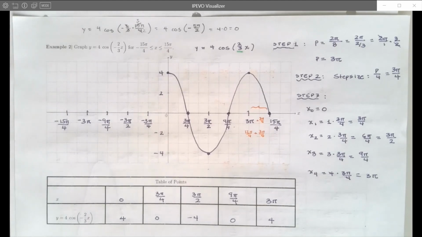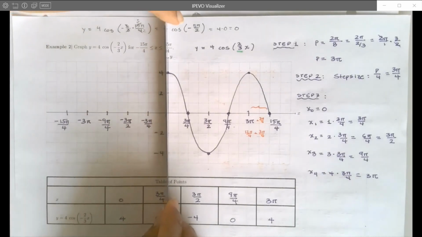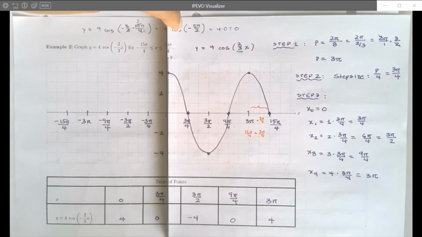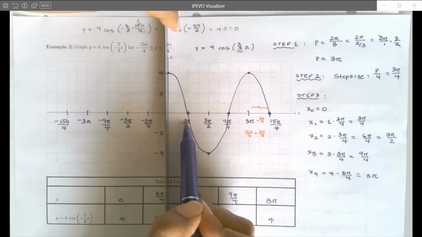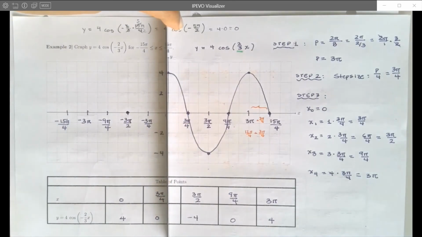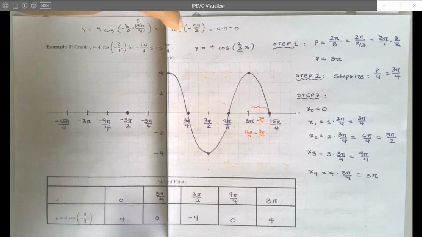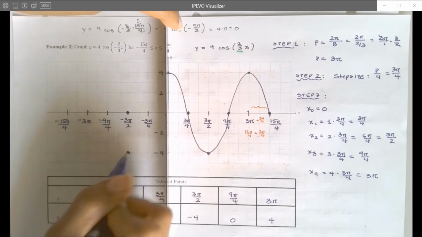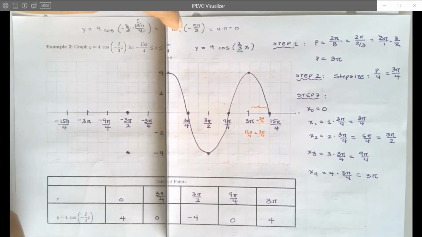Okay, then what? Well, then we remember the symmetry of cosine. Cosine, we said, is an even function, and any even function reflects about the y-axis, meaning there are mirror images, the left-hand side and the right-hand side. So if we use this as a mirror, that means that the 3 pi over 4, 0 is going to reflect to -3 pi over 4, 0. The 3 pi over 2, -4 is going to reflect over to -3 pi over 2, -4.